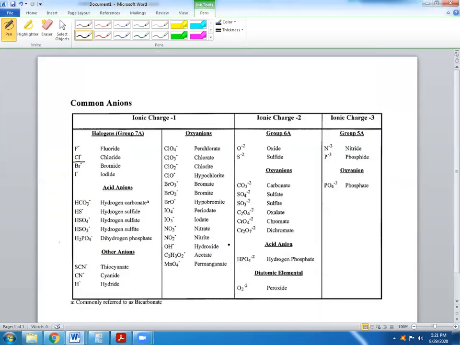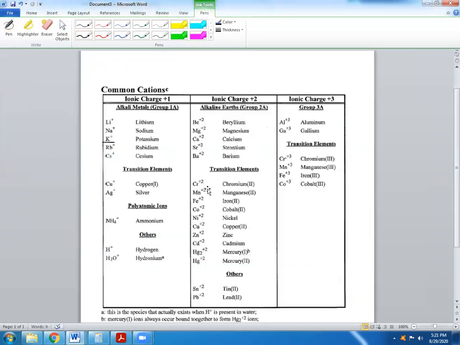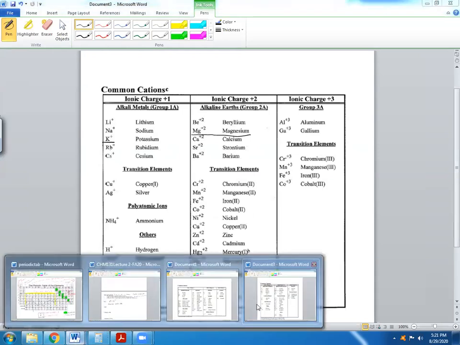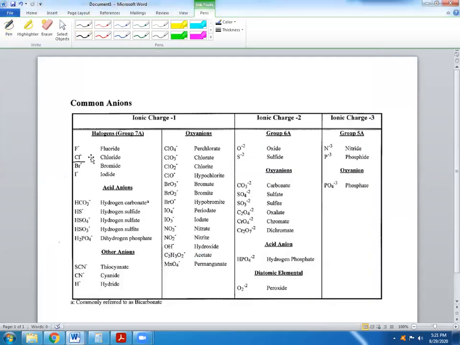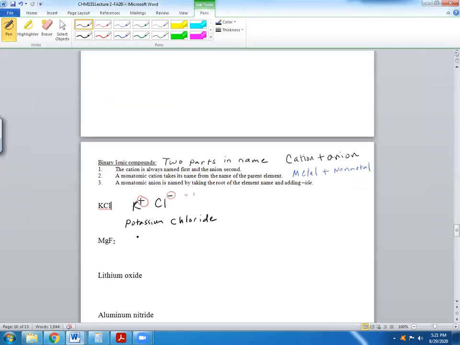Now for the basic ones, you probably should know them. What is Mg? What is some of these simple ones? So you will have Mg right here. That's called magnesium. And then on the other side, we had an F. So that's right here. F minus, or F, is called a fluoride. So the name of this is magnesium fluoride.